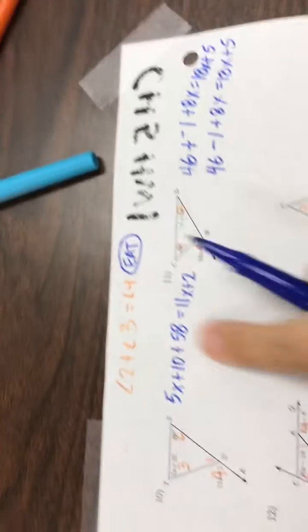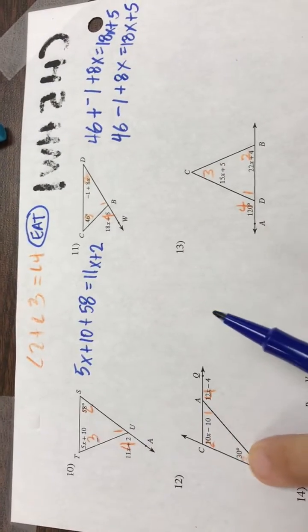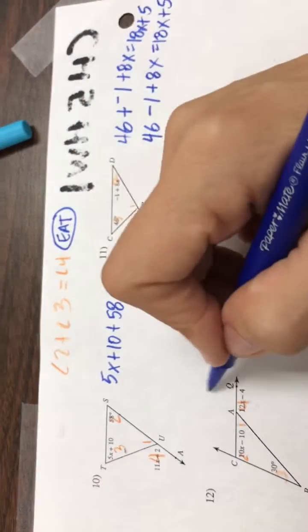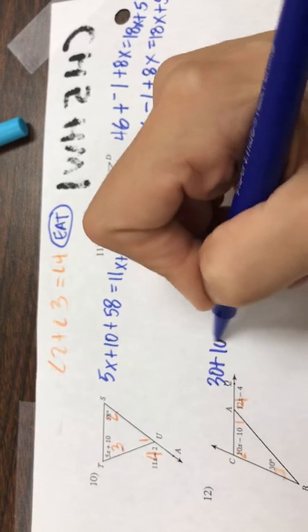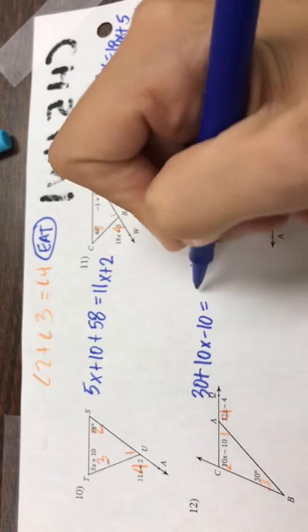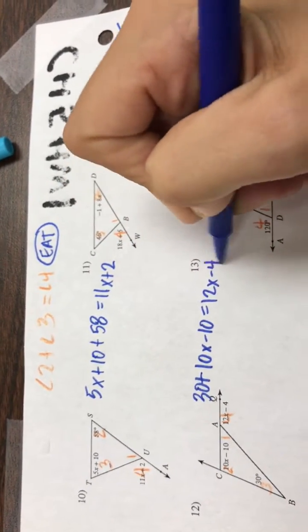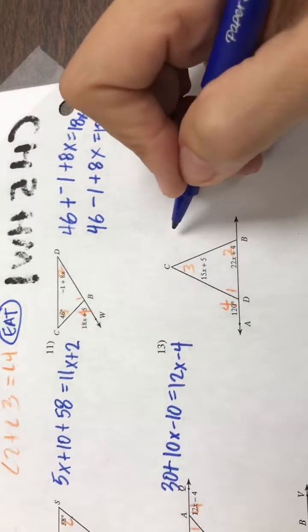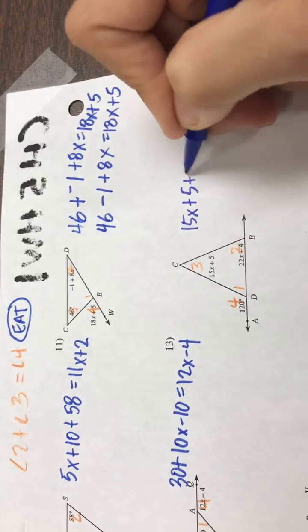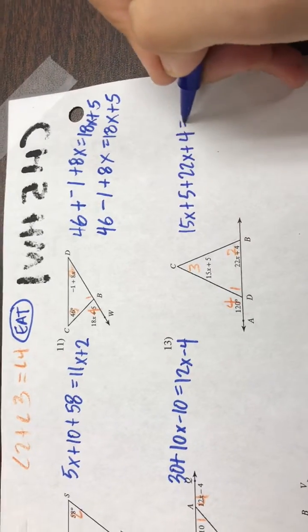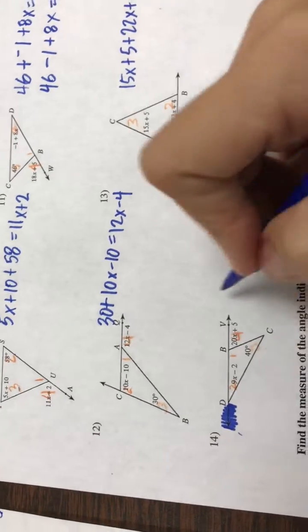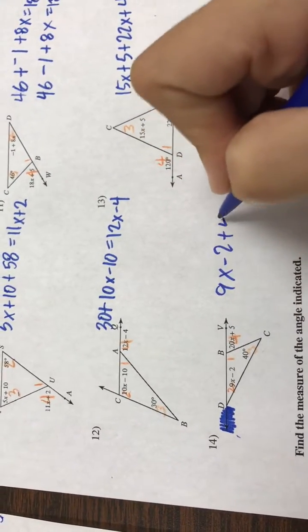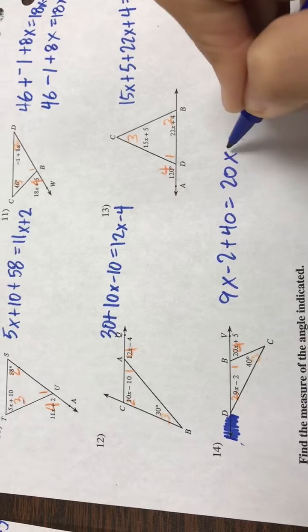So again, following this formula, angle 2 and angle 3 add up to angle 4.